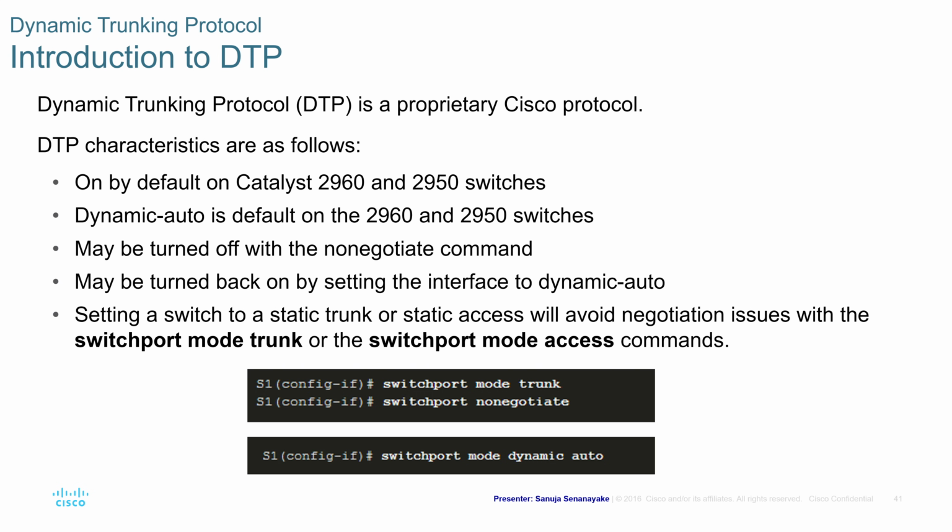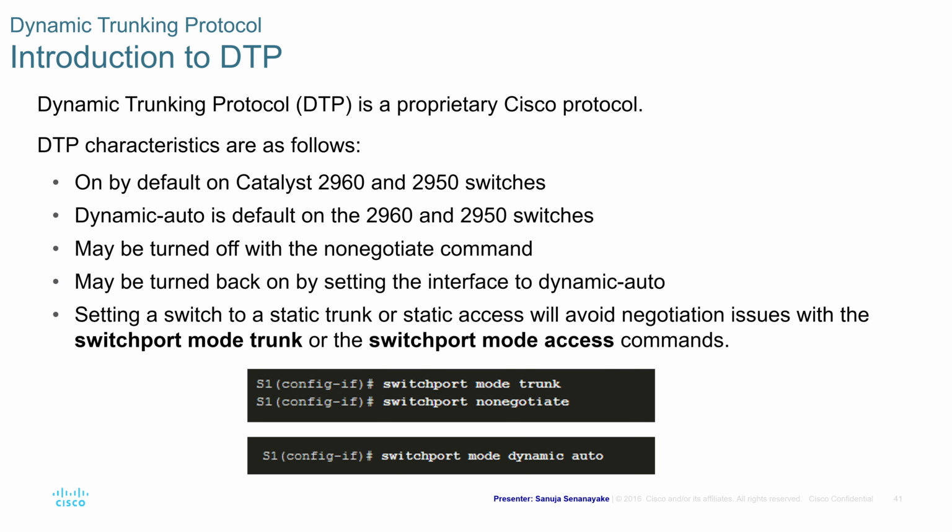DTP is turned on by default on Catalyst 2960 and 2950 switches. Dynamic auto is the default on 2960 and 2950 switches. It may be turned off with the no negotiate command. It may be turned back on by setting the interface to dynamic auto. So if you set that interface to dynamic auto, DTP is automatically going to be turned on.